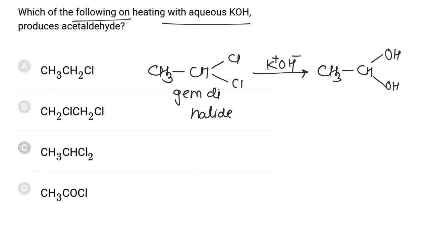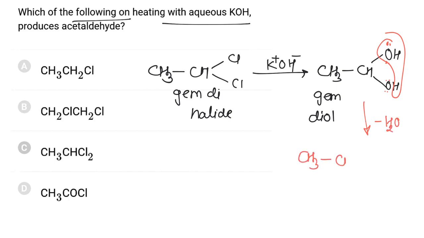this gem diol. Now gem diol has lone pair repulsion, and due to this lone pair repulsion, a water molecule is eliminated, and after removal of the water molecule it will be converted to CH3CHO, acetaldehyde, and hence the correct answer is C. This gem dihalide on treating with aqueous KOH will give acetaldehyde.